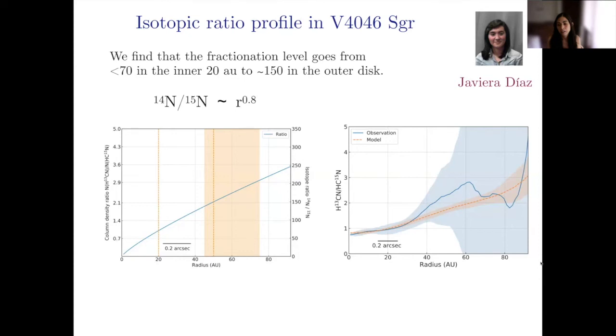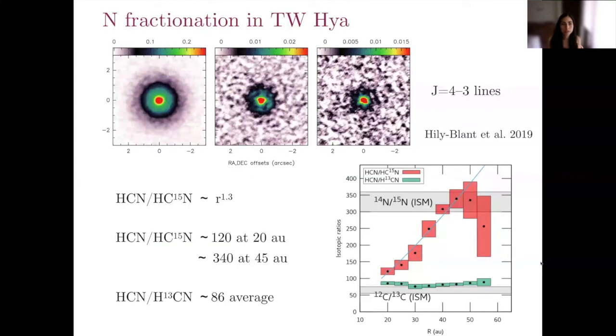So right now we have one other disk where detailed analysis has been performed. This is TW Hydra, where the ratio was measured very, very recently by Hily-Blant in 2019. They also found an increasing profile with radius, and also found a very flat 12C over 13C that is consistent with the ISM. So very similar to what we are seeing in V4046 Sgr. So it's now two disks where we have this same behavior.